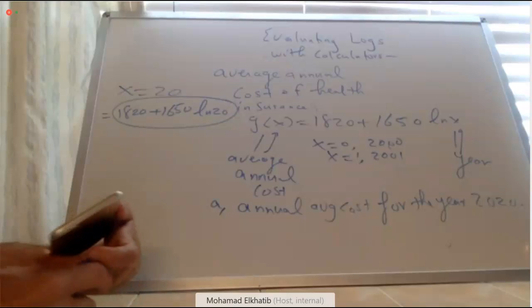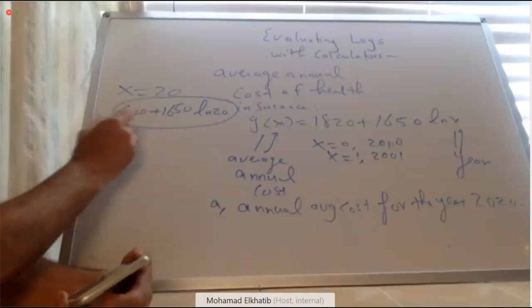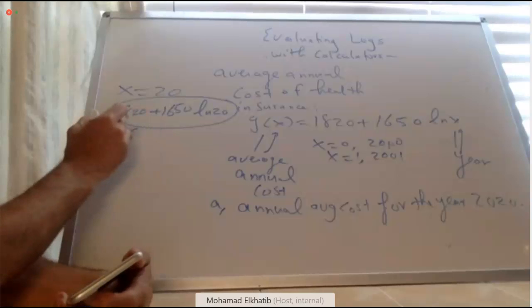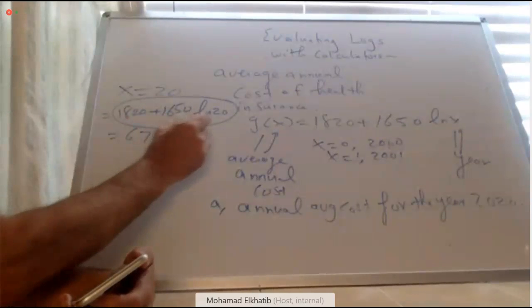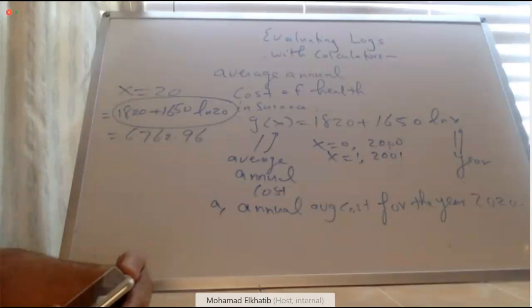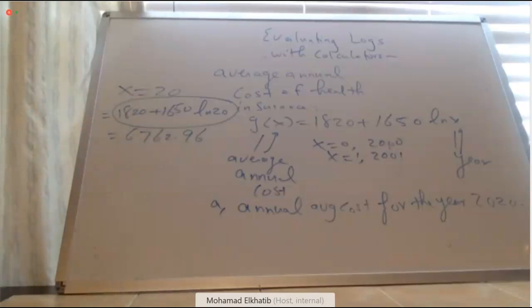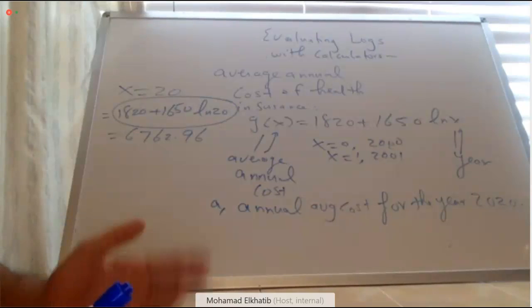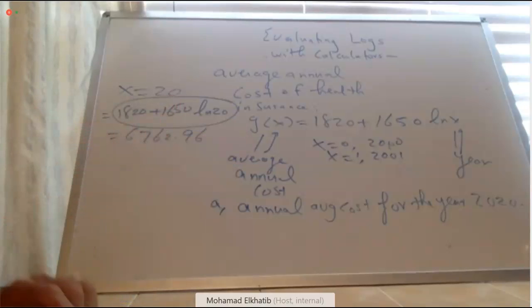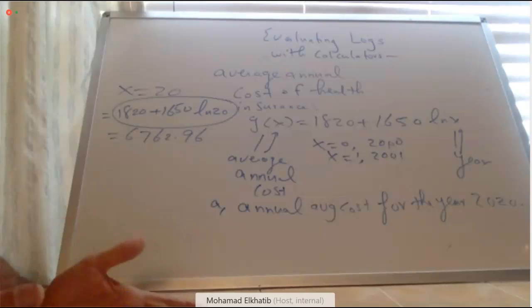So I got $6,762.96. So what does that mean? On an average, the healthcare insurance cost for a typical family in the United States per year, remember, is $6,762.96. It's about a little over $500 a month, according to this formula.